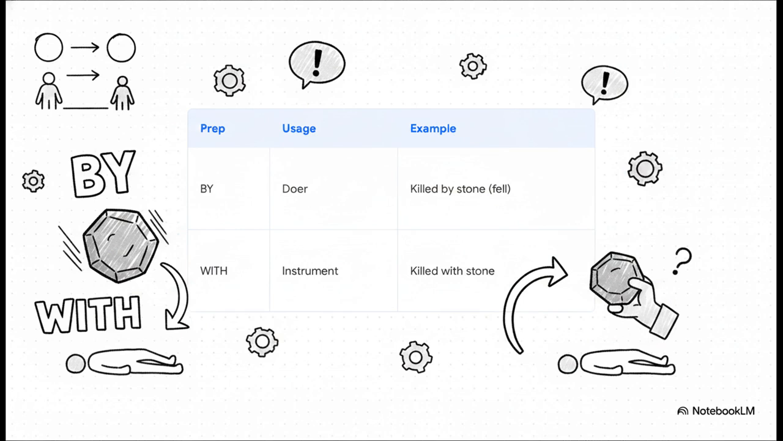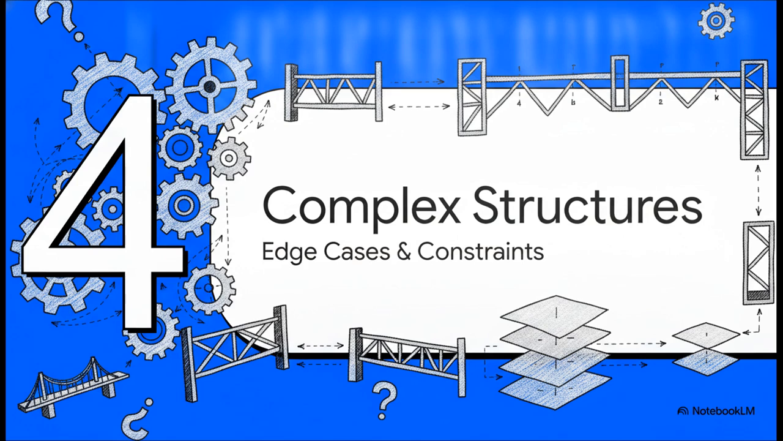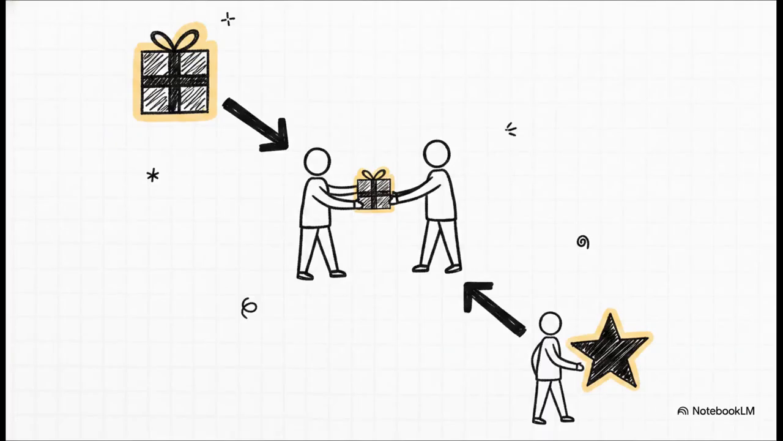Completely different scenario. Now let's push into Section 4, Complex Structures. We're going to explore some of the more complex university-level structural edge cases and constraints. Let's talk about ditransitive verbs. Those are verbs that take two objects, like give, send, show, or lend. Because there are two objects, there are inherently two possible passive constructions.